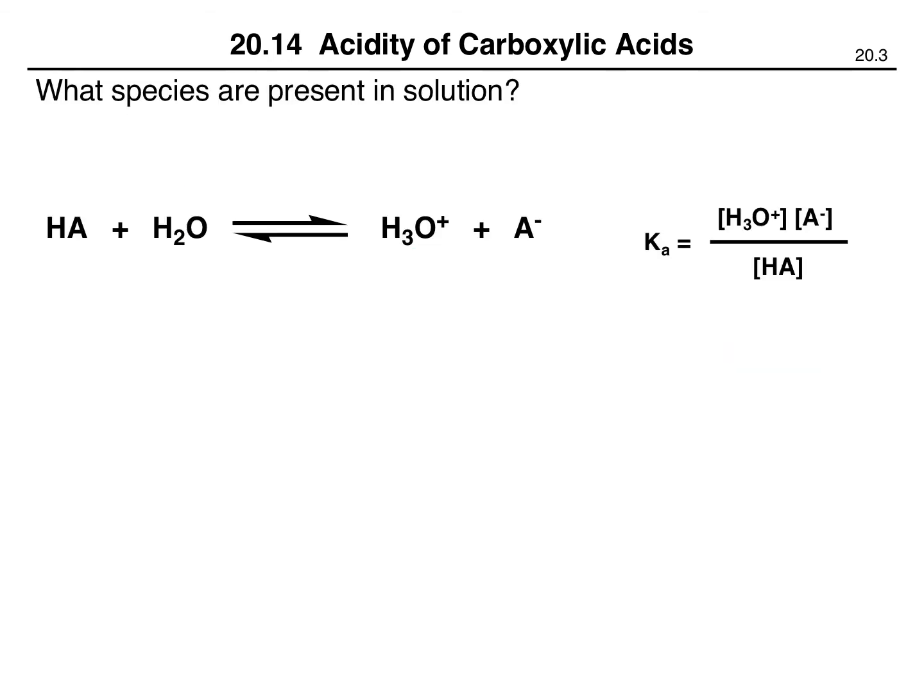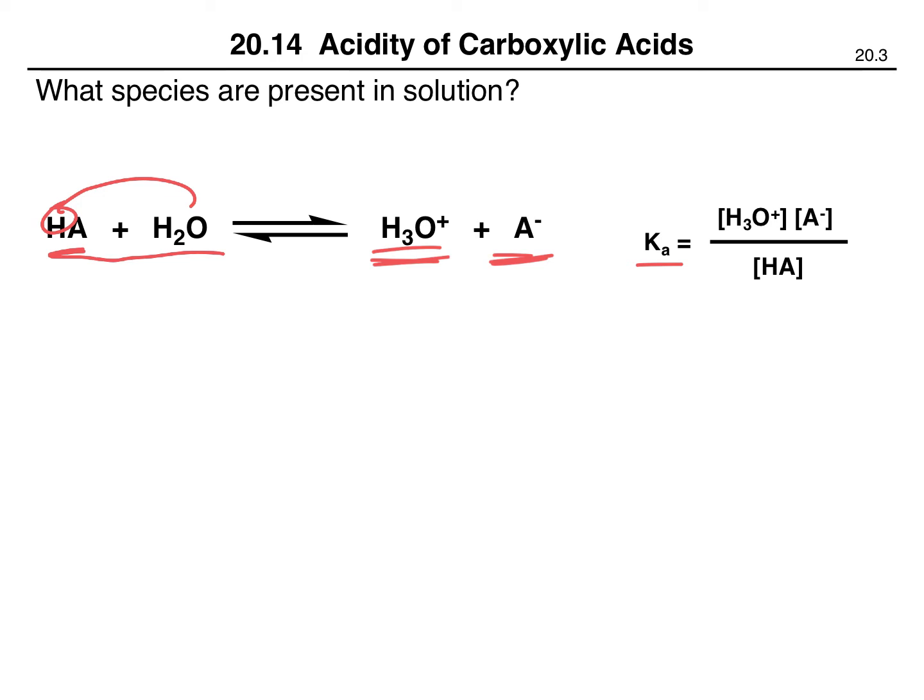As we think about acid-base reactions, it's important to think about what species are actually present in solution. So if we have some generic acid HA and it reacts with water, and water is the base, grabs off the proton, giving H3O plus and A minus. Now we can write an equilibrium expression for this, and this is the Ka: H3O plus times A minus divided by the concentration of HA.